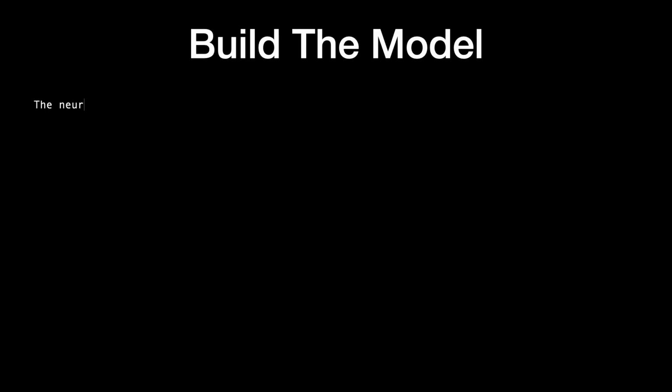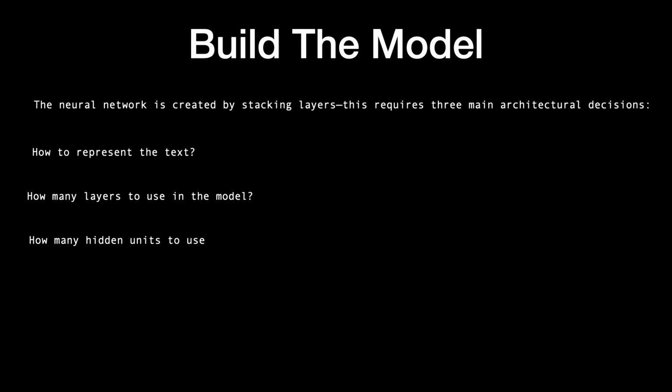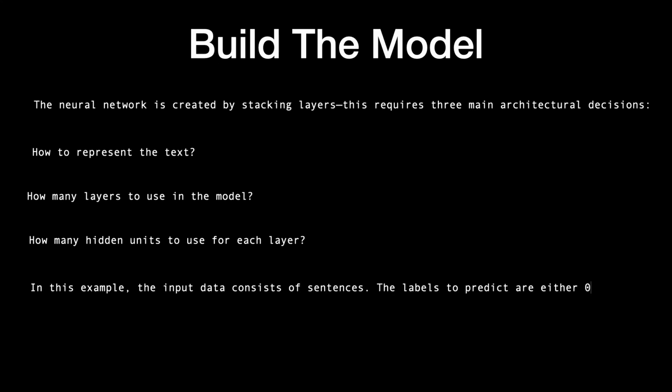The neural network is created by stacking layers. This requires three main architectural decisions: how to represent the text, how many layers to use in the model, and how many hidden units to use for each layer. In this example, the input data consists of sentences. The labels to predict are either 0 or 1.